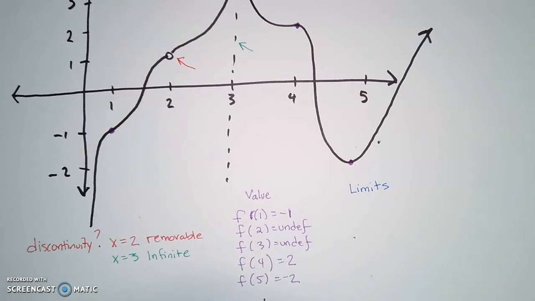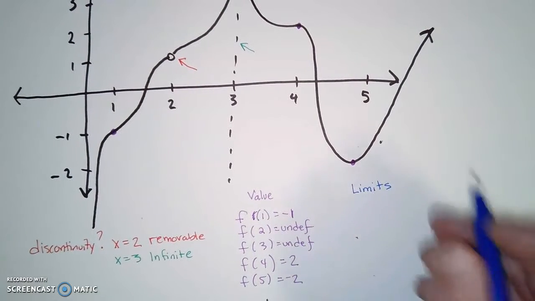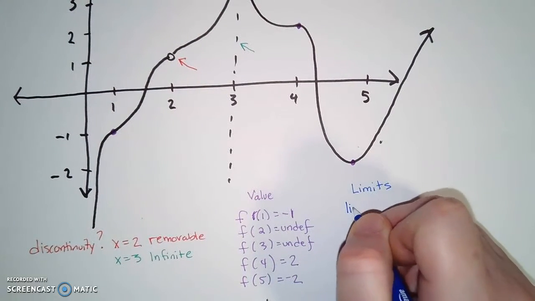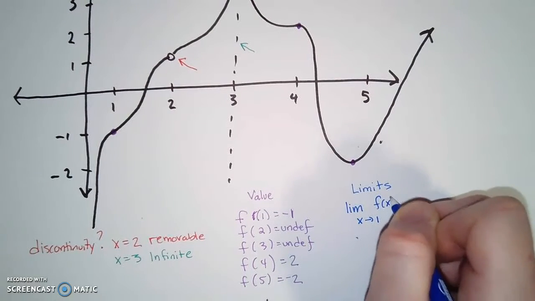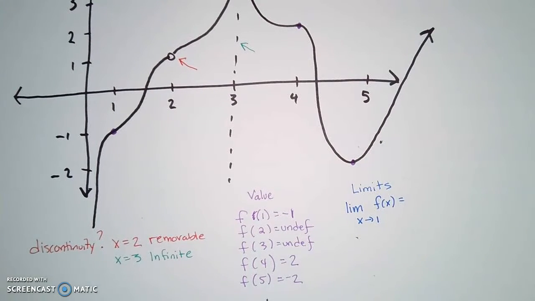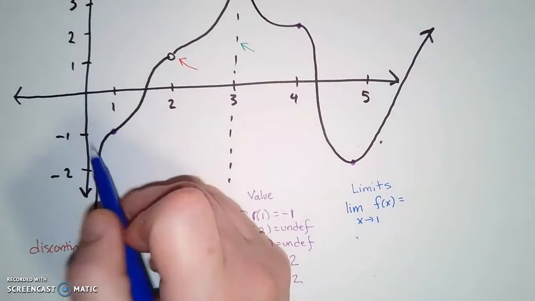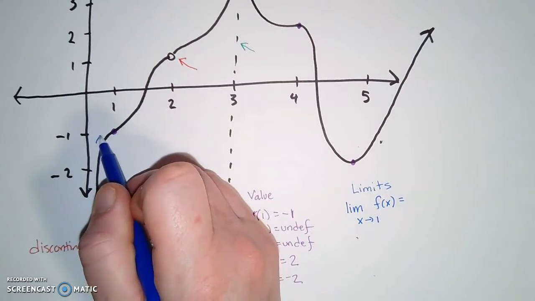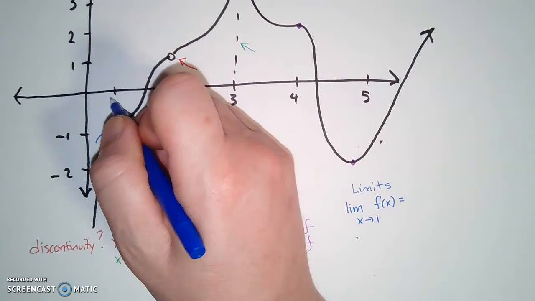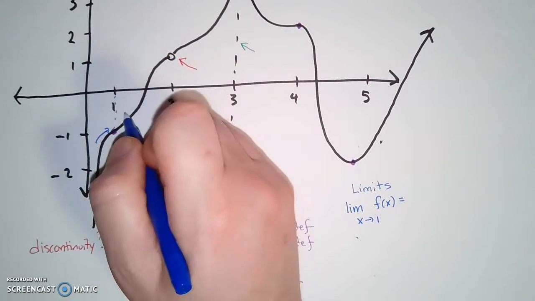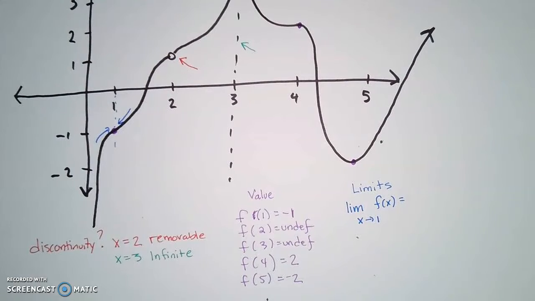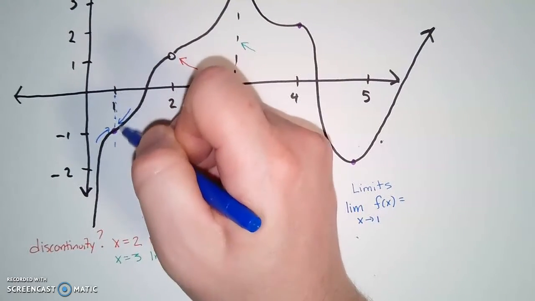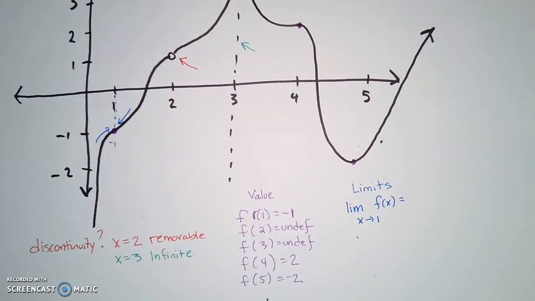So I'm going to start really simple. I'm going to show you the symbols for limits. I would write like this: the limit as x approaches 1 of f of x equals. That just says where does the height of the graph go as x approaches 1 from both sides. So if I look here, as I approach 1 from this side, I'm approaching a height of -1. As I approach 1 from this side, I also approach a height of -1. I'm approaching the same height from each side.